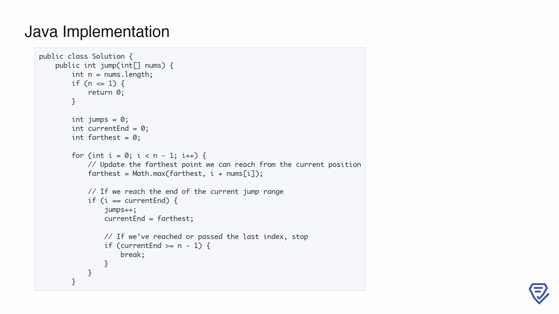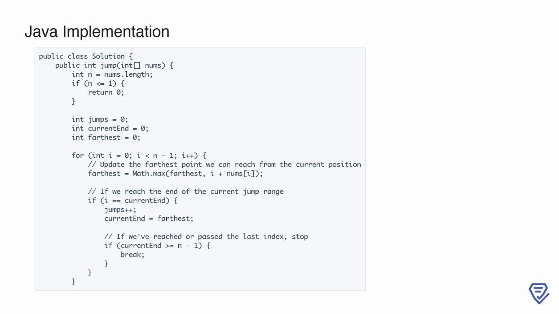Then, we use a for loop to iterate through the array, stopping one step before the last index since reaching the last index is our goal. Inside the loop, we update farthest to the maximum of its current value and the sum of the current index and the jump length at that index. This ensures that we're calculating the farthest point we can reach from the current position.